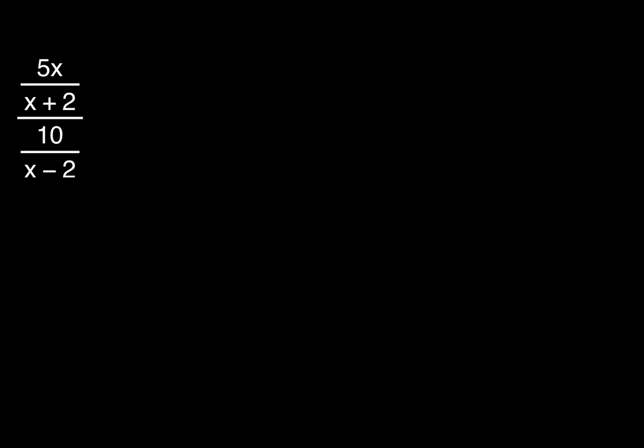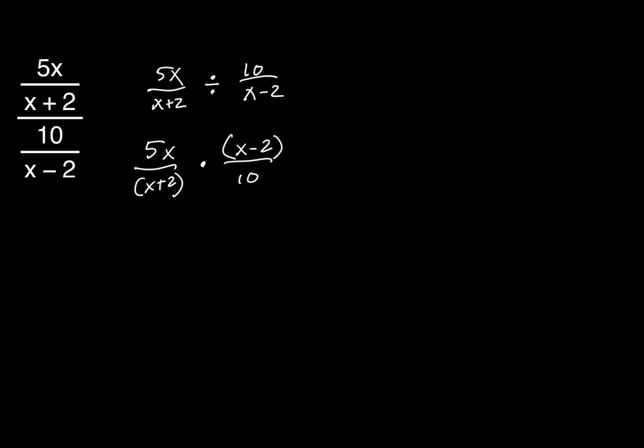Simplifying rational expressions, similar to what we did the other day, when I am dividing, right? This is dividing. It would be the same as if I had this, if this was written as 5x over x plus 2 divided by 10 over x minus 2. Dividing fractions is the same as multiplying by the reciprocal. So we're going to rewrite this as 5x over x plus 2 times x minus 2 over 10.